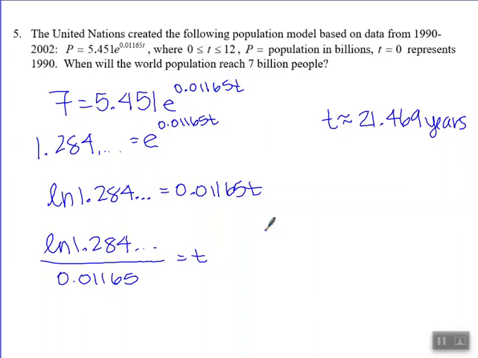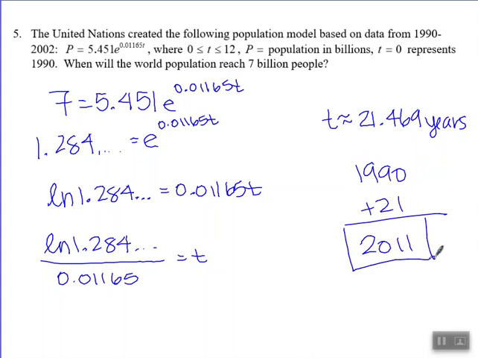The question asks us when the world population will reach 7 billion people. It tells us that t equals 0 is 1990. So this answer means that we are looking 21.5 years after 1990. So what we need to do is take 1990, add 21, which gives us 2011. So sometime during 2011, the world population should hit 7 billion people. A quick Google search confirms that the world population did indeed hit 7 billion people during 2011.